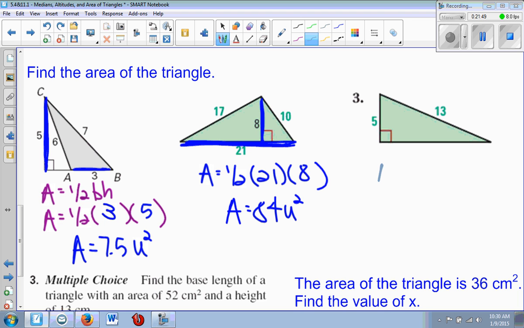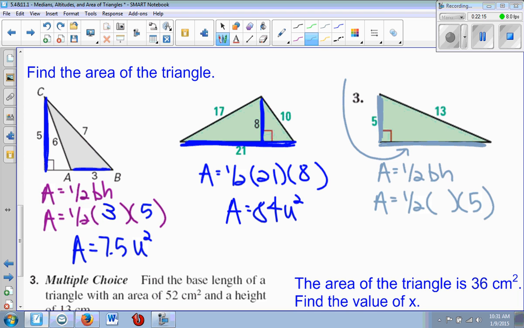In order to use the area formula for a triangle, we have to know the base and height, and the base and height have to meet at a 90-degree angle. Therefore, 5 is the height, 13 is not the base. The base is this bottom side that I don't know. The nice thing about this being a right triangle is we should be able to figure out that length by using something we used last semester called the Pythagorean theorem.